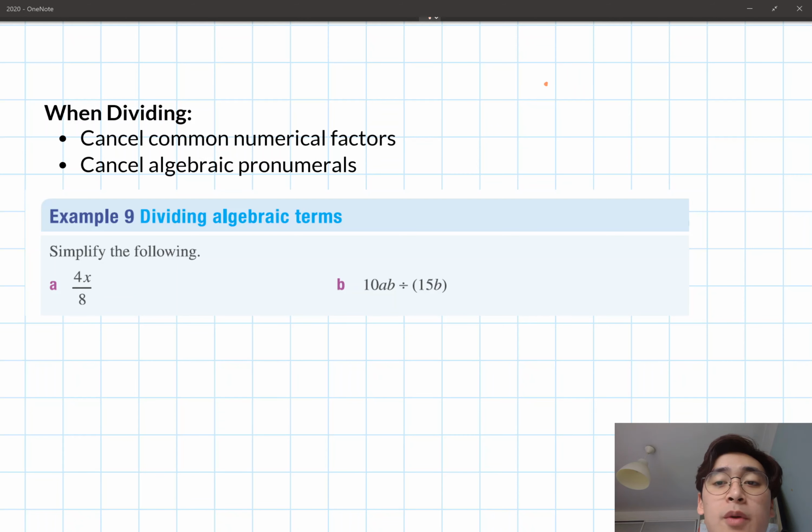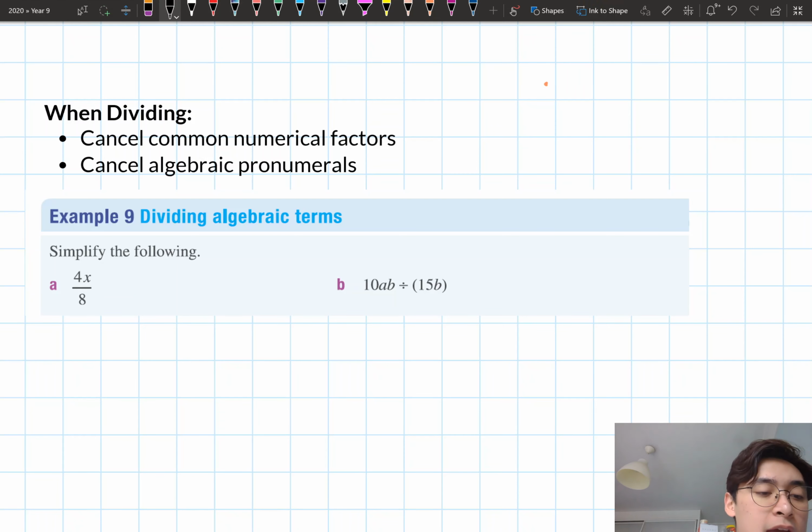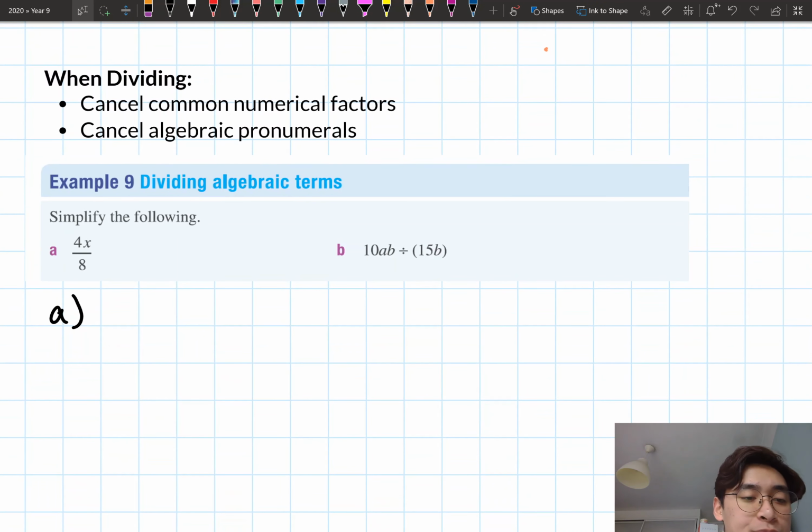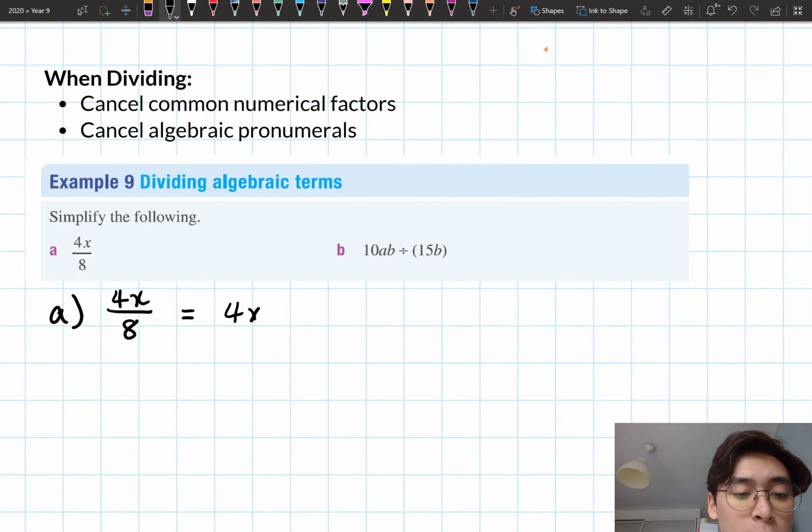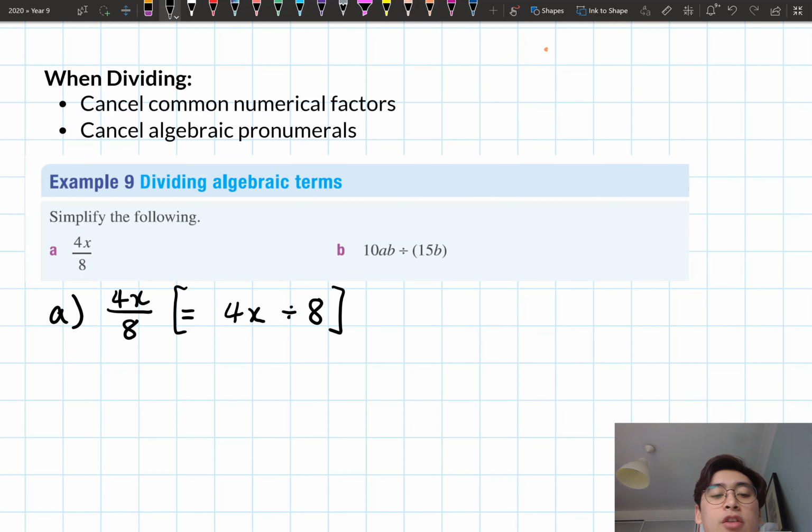So let's have a go at a few examples here. Let's go through and I want to show you what I mean by this. So part A, I've got 4x over 8. Now when you see 4x over 8, that's just the same as doing 4x divided by 8. You don't need to write this step here if you don't want to. I'm just writing it here so that we can see what's happening. Now, what I want to do is cancel out common numerical factors first. Then I want to cancel out algebraic pronumerals next.